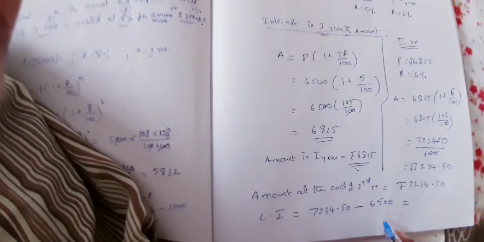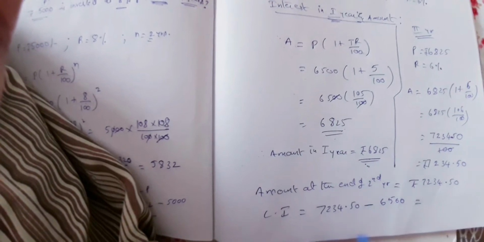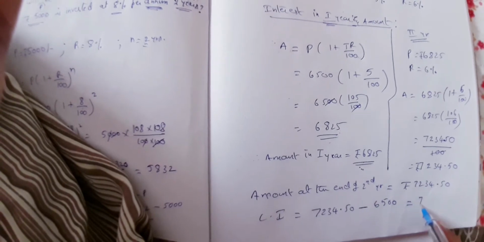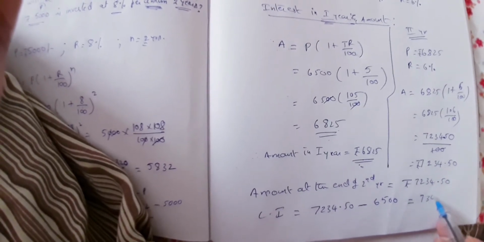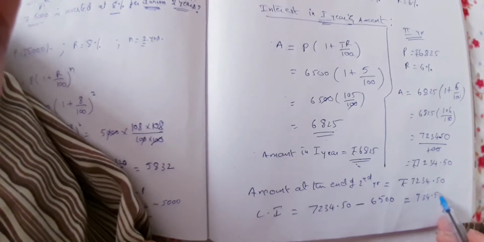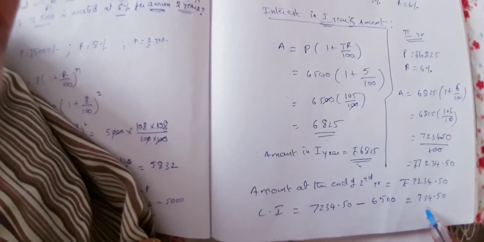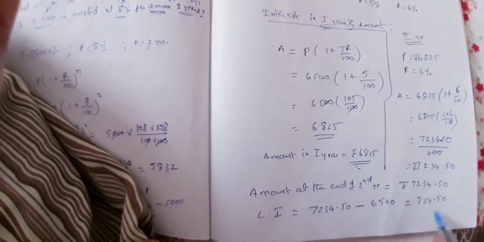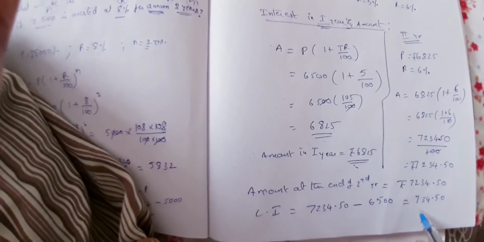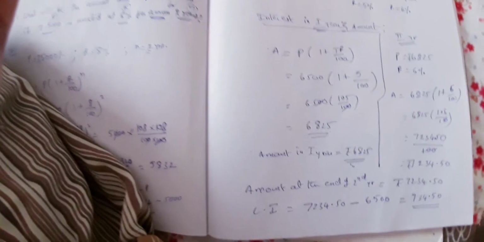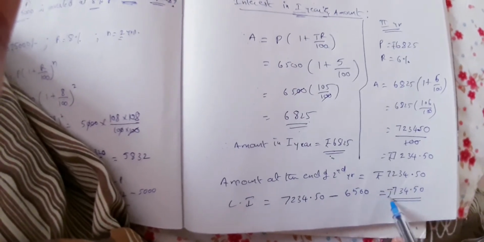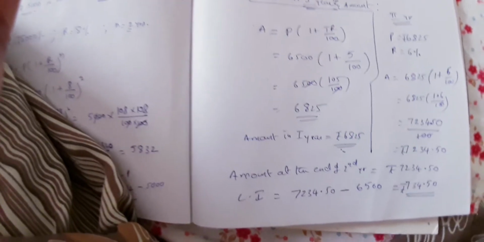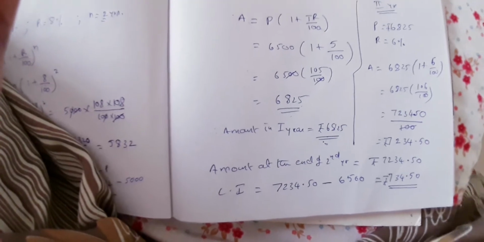So on subtraction, what will you get here? 734.50, is it not? 7,234 minus 6,500. Right, done. Okay, children. So what is the compound interest? Compound interest is rupees 734 rupees 50 paisa, or what we call 734.50 rupees.